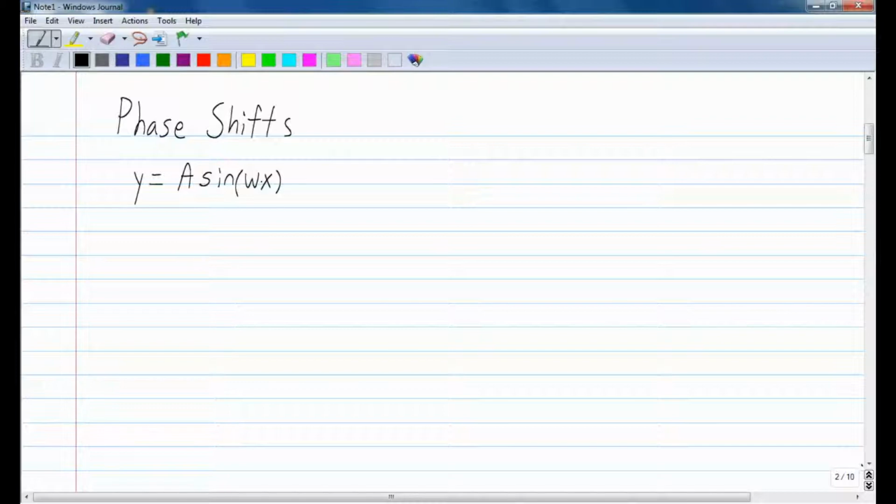Alright, but what if I was to subtract or add some angle measure or some number from that? Let's call that phi. That's a symbol for phi. Some people call it phi. Most of the time I call it phi.